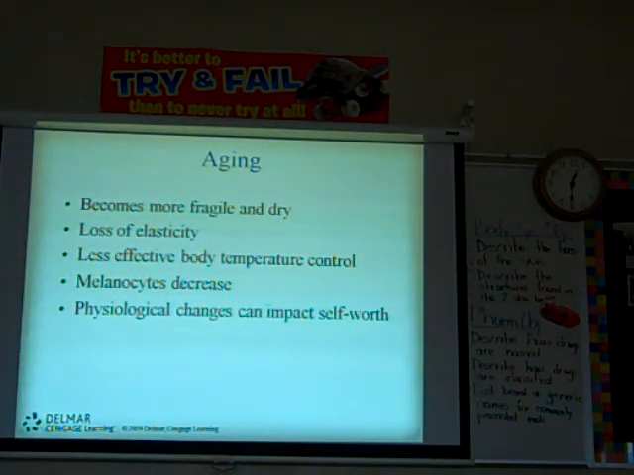You also are not as effective at cooling or controlling body temperature. That's one reason that the elderly are cooler. You know, they always need a blanket because they have a harder time with body temperature control. Their melanocytes decrease. Do you guys remember what melanocytes are?